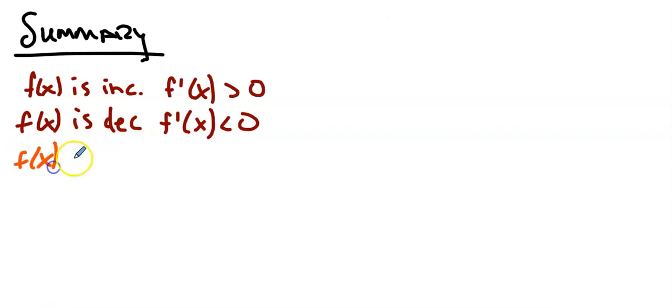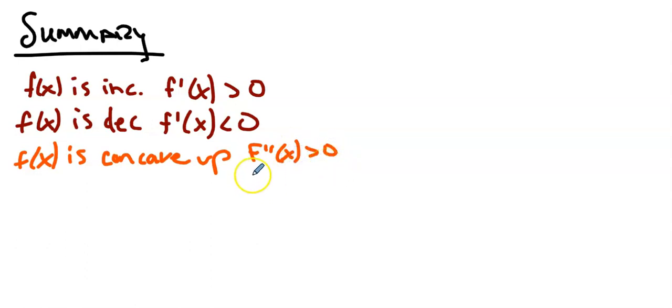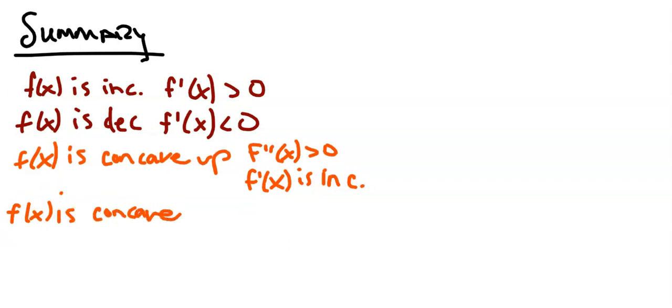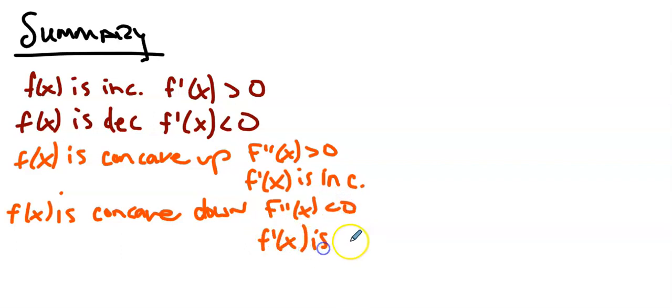When f prime of x is concave up, I can say several things. I can say that the second derivative is greater than 0 and f prime of x is increasing. When f of x is concave down, I can say that the second derivative is less than 0 or f prime of x is decreasing.